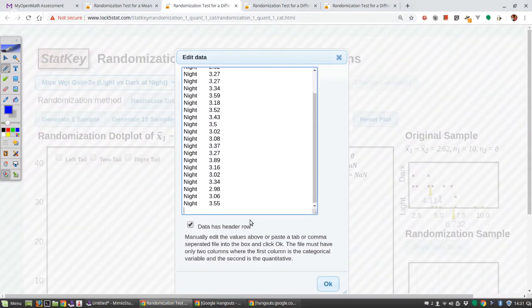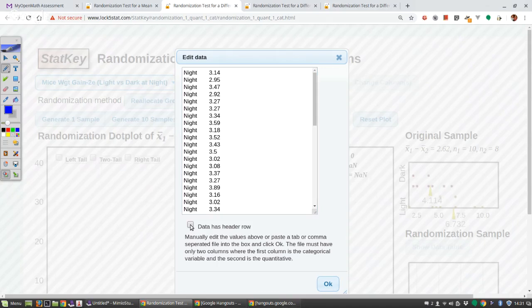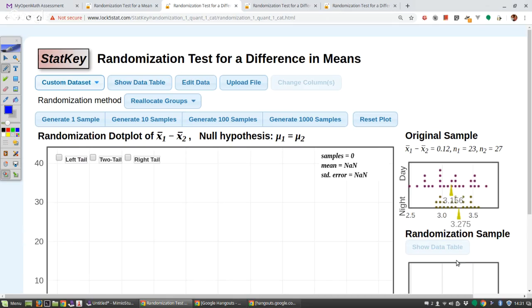This one, paste those underneath. And again, notice I didn't copy the header, so I definitely want to uncheck that. Otherwise, it'll block out that top number as labels. Okay. So it says the average of the night students is 3.275, average GPA of the day students is 3.165, for a difference, average night minus average day, of 0.12 in their GPA. And then you can go run your hypothesis test.